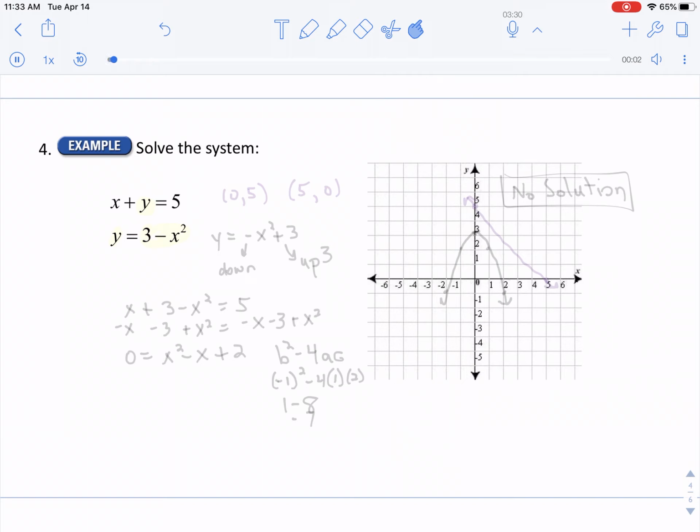This is section 7.4, problem number 4. So I'm going to solve this system two different ways. I'm going to show it to you by graphing first, and then I'm going to solve it by substitution.